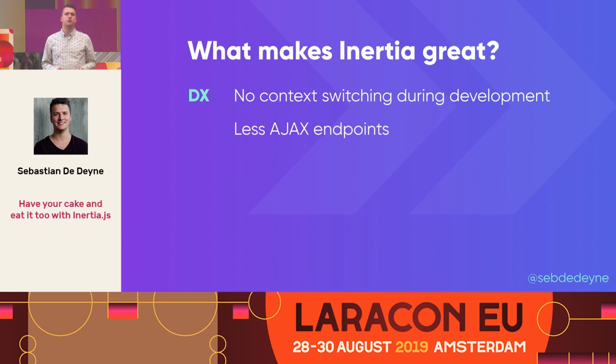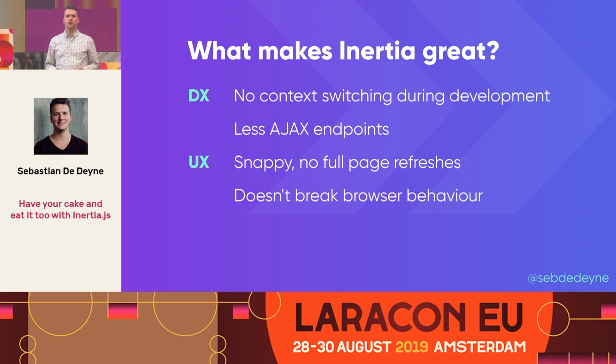You also don't need to write as many AJAX endpoints anymore. Like for the data table, in a traditional application, you might have to add a few extra endpoints to like filter on status or search. You can all bundle this in one controller action with Inertia. Inertia keeps things snappy for your users, no full page refreshes anymore, and it also doesn't break browser behavior like SPAs do, or at least you need to invest a lot in a single page application to get it all fixed.